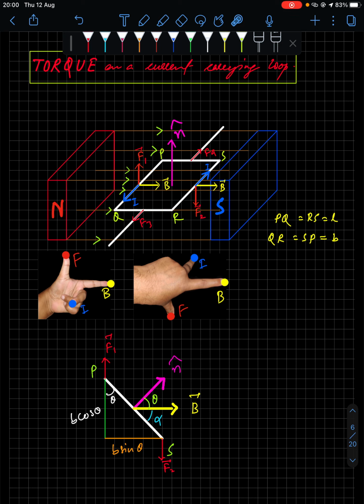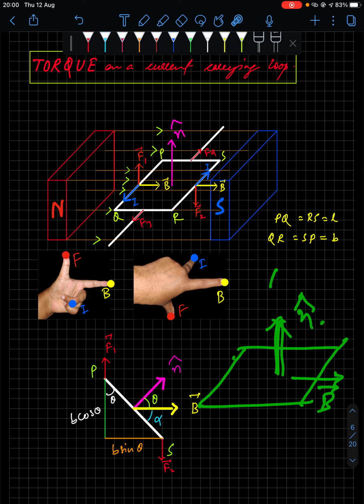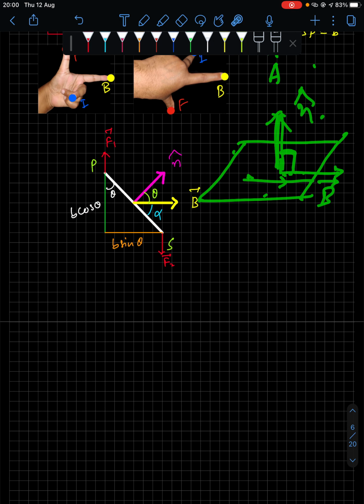Now we have one thing called the area vector. N cap is the direction of this area. If you have an area like this, and the magnetic field is along the right, then the direction of this area vector is above. That you write as n cap, or you can also represent it as A vector. Now n cap, or A vector, is perpendicular to B vector, but the plane of the area is parallel to B vector. That you have to understand.